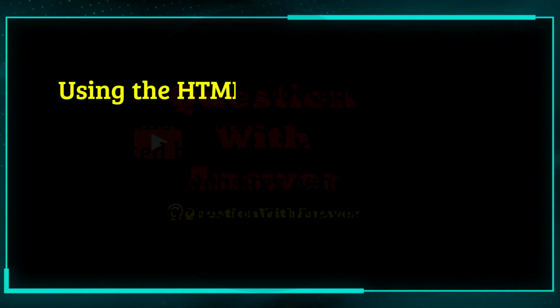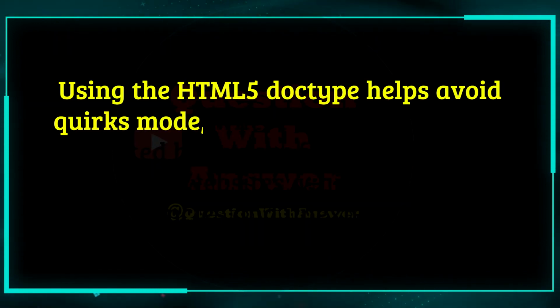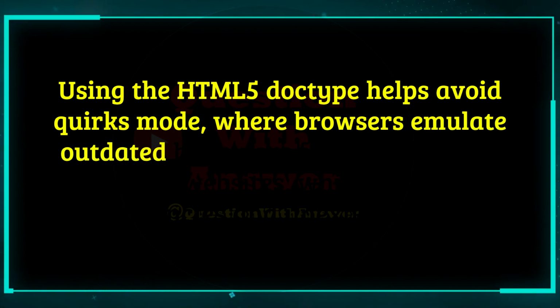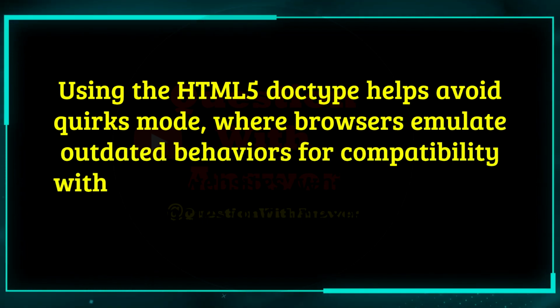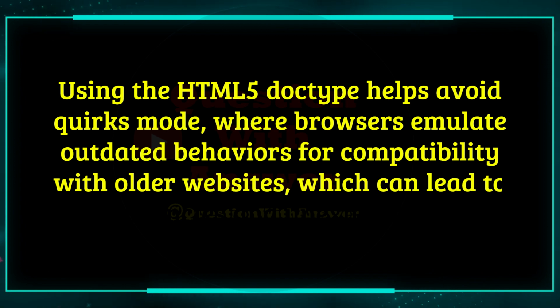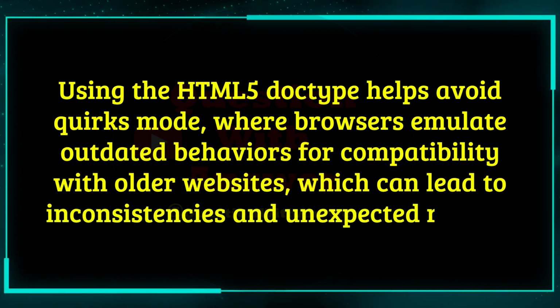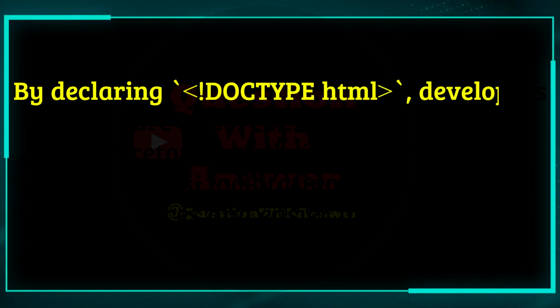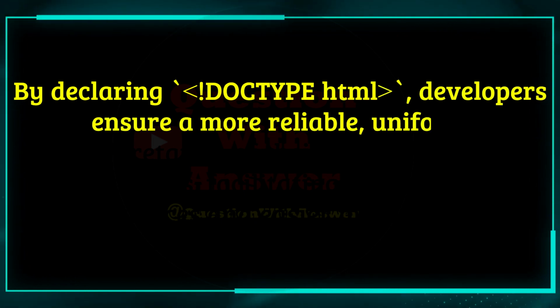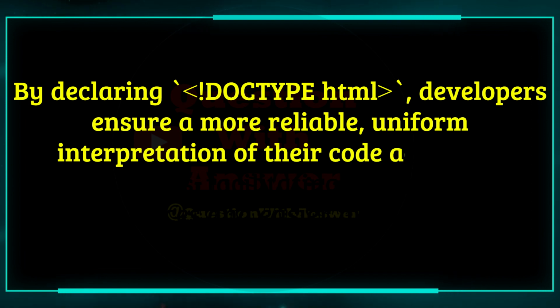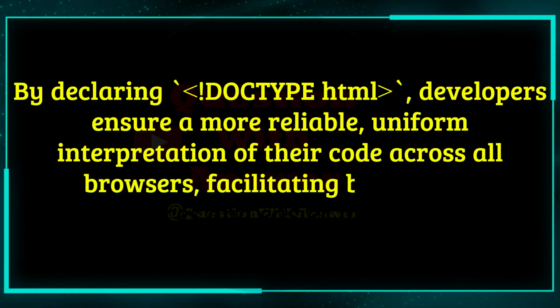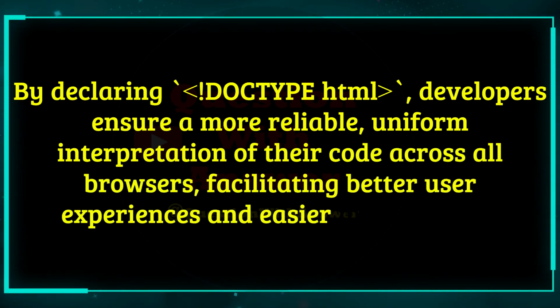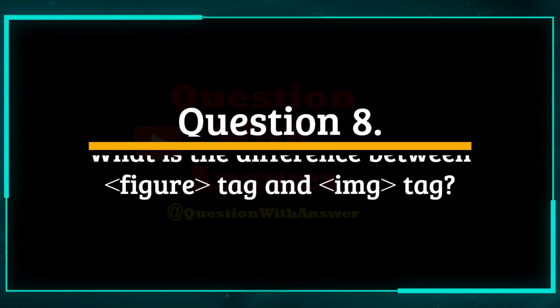Using the HTML5 doctype helps avoid quirks mode, where browsers emulate outdated behaviors for compatibility with older websites, which can lead to inconsistencies and unexpected results. By declaring doctype HTML, developers ensure a more reliable, uniform interpretation of their code across all browsers, facilitating better user experiences and easier maintenance.